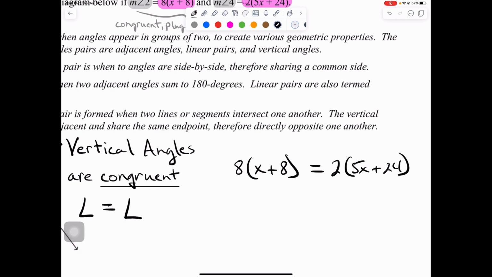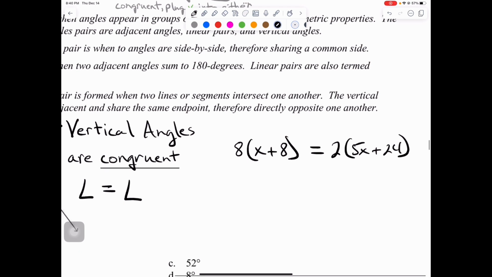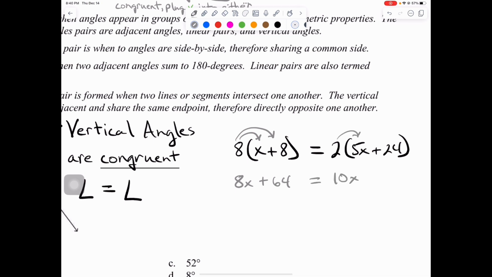All right, let's work it out here. We will distribute first when we have the parentheses, distributing the 8 to both terms. 8 times x gives us 8x. 8 times 8 is 64, equals 2 times 5x, which is exactly 10x, and 2 times 24 equals 48. Great job.